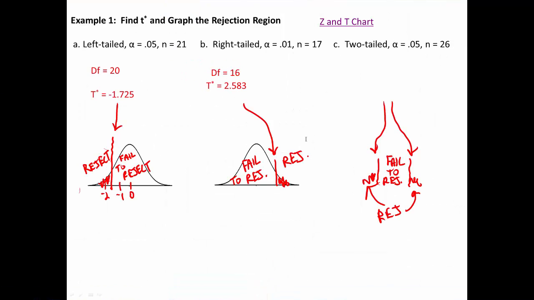So that's what we have there. Now, we put that on the right because zero's in the middle, so we're 2.583 deviations to the right. And this is the line that separates the reject from the fail to reject regions, in this case of probability. Although we're not going to find probability, we're going to do something else.